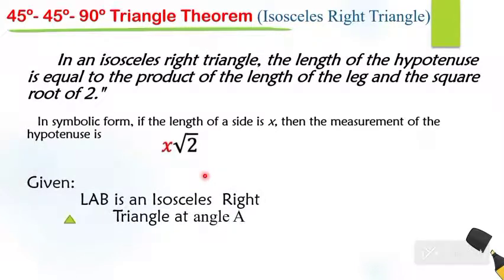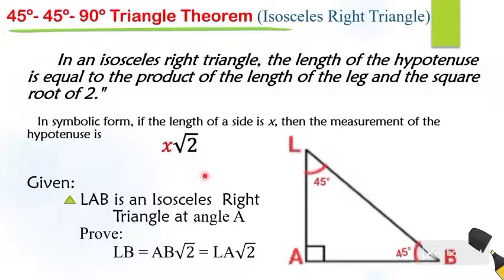Again, we have here the given: triangle LAB is an isosceles right triangle at angle A. Let's prove that LB is equal to AB square root of 2, equal to LA square root of 2. Considering again this figure, the line segment LB is our hypotenuse, and our legs are LA and AB. We have here the next slide.